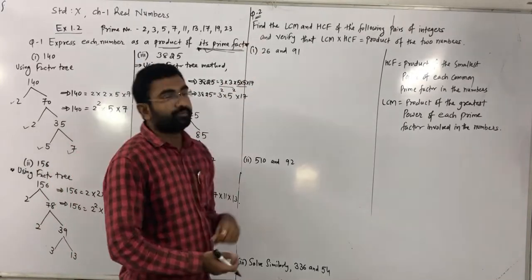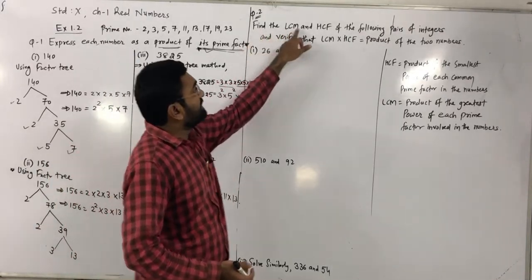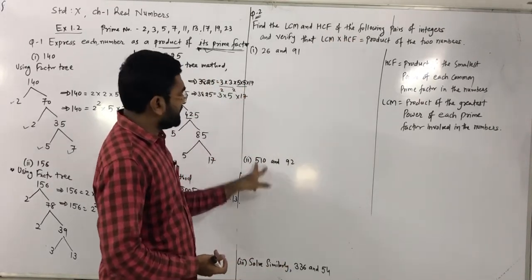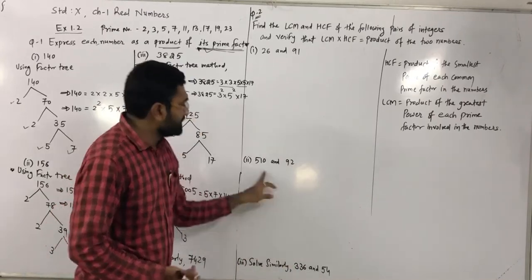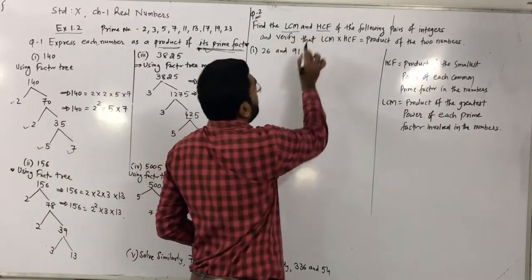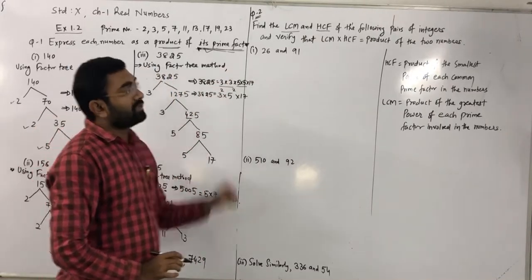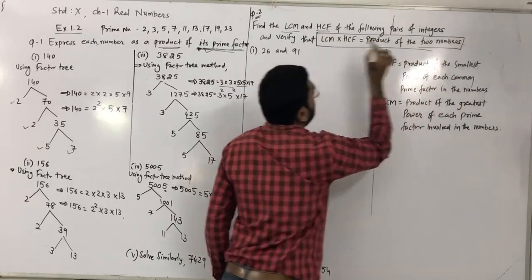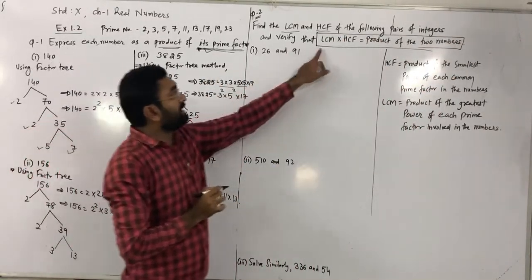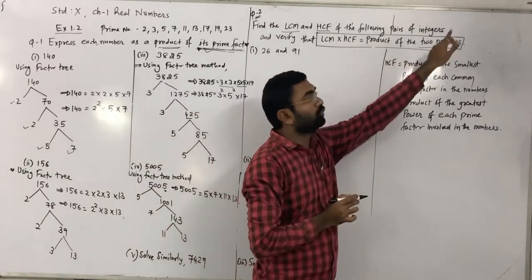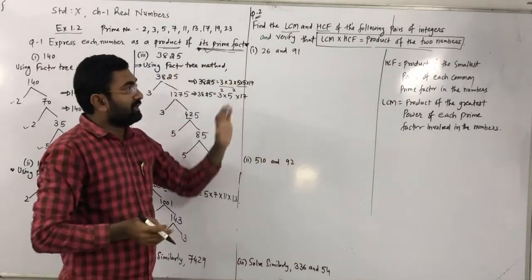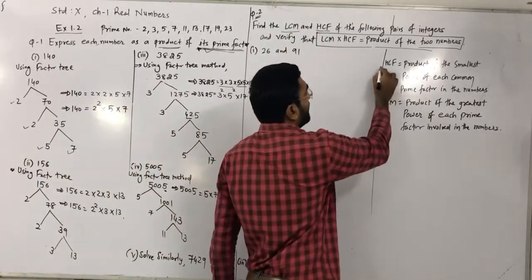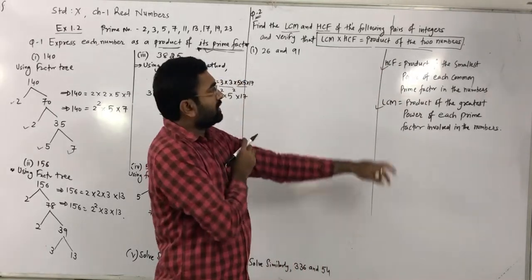Now question number 2. Here, find out the LCM and HCF of the following pairs of integers. In each question they give a pair of integers, and we have to find the LCM and HCF. Another part of the question is to verify the equation we already discussed in our previous class: LCM into HCF is equal to the product of the two numbers. In our previous class we already defined the meaning of LCM and HCF. I write it again here, so remember that.